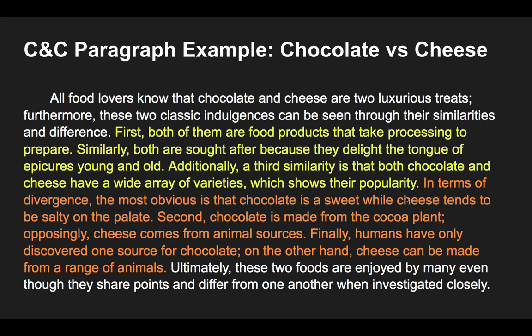Now we're going to transition into the differences. In terms of divergence, the most obvious is that chocolate is a sweet, while cheese tends to be salty on the palate. Second, chocolate is made from the cocoa plant. Opposingly, so there's an example of using that contrast cue in the middle of the sentence. We're using our academic structure, but we've just plugged in the appropriate linking tool here. So opposingly, cheese comes from animal sources. Finally, humans have discovered one source for chocolate. On the other hand, cheese can be made from a range of animals.